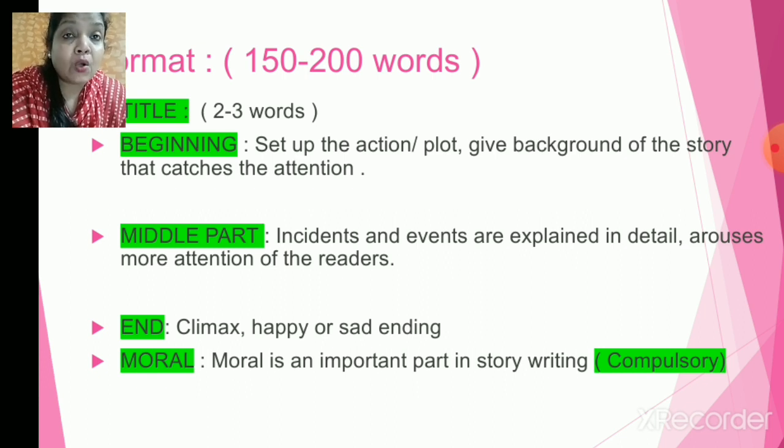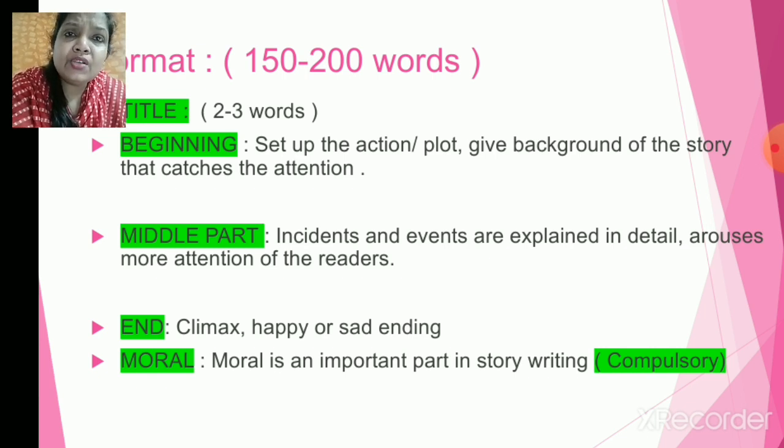Okay. Now, children, you have to be sure that you always write your story in the past tense only. The story example which I have already done for you was completely in the past tense. Whenever you want, you can go back and check the story once again.